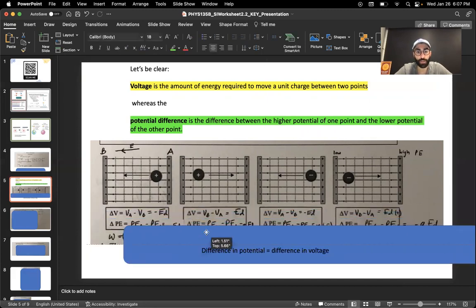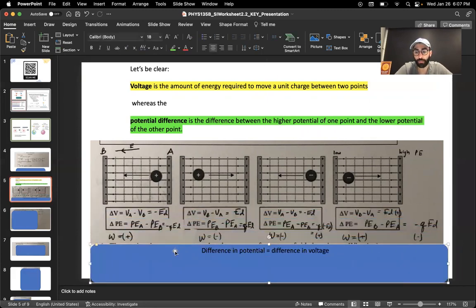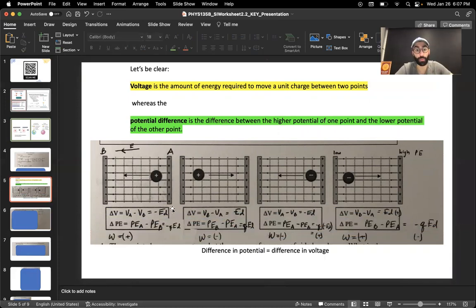So let's look at this first example. You can look at all of them right now, but I'm going to be talking about this here. When we're first talking about voltage, it's the amount of energy required to move a unit charge between 2 points. That's between A and B. So that's how much energy is needed. That's what this part is telling us. Here, this is potential, and this is the difference between the higher potential of one point and the lower potential of another point. This is where the higher is minus the lower, right here, and that's how it comes out to be this.